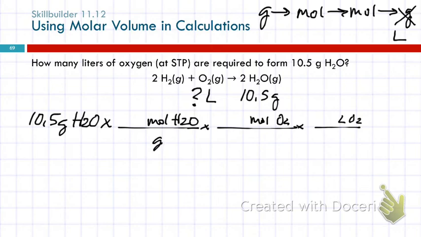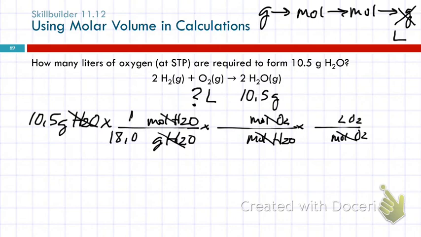Previous unit comes to the denominator, grams of water, so those cancel out. Moles of water, so those cancel out. Moles of O2, so those cancel out. Need the molar mass of water. We've used that one a lot. That's 18.02. The mole ratio is the coefficients here. 1 mole of oxygen, 2 moles of water. So I put a 1 in front of moles of oxygen and a 2 in front of moles of water.